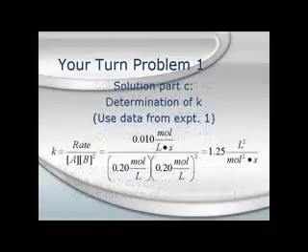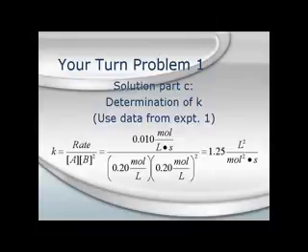Hope you've done well so far. Here we're going to go ahead and show you the solution to part C, which is a determination of K. I rearrange the rate equation so that I isolate K by putting rate on top of a ratio divided by the product of the concentration of A times the concentration of B squared.